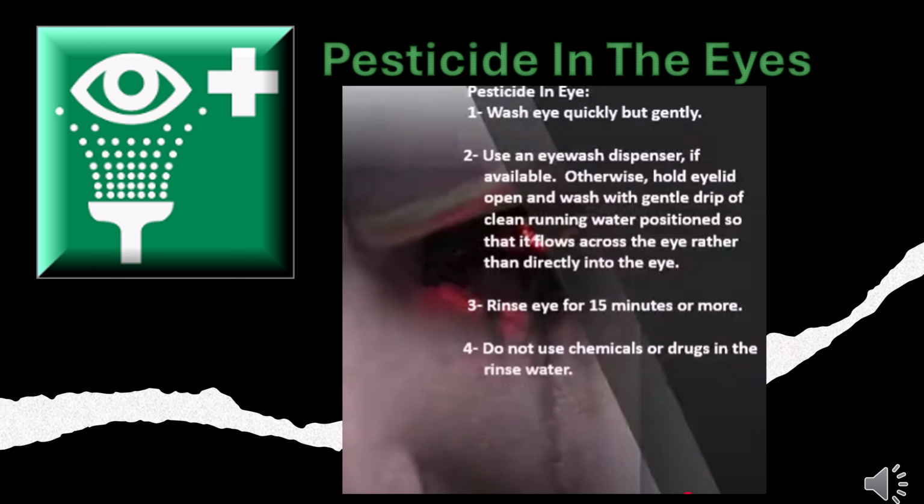Otherwise, hold the eyelid open and wash with a gentle drip of clean running water positioned so that it flows across the eye rather than directly into the eye. Then, rinse the eye for 15 minutes or more. Do not use chemicals or drugs in the rinse water. Not only are you dealing with chemical exposure, but also eye damage, so use caution.